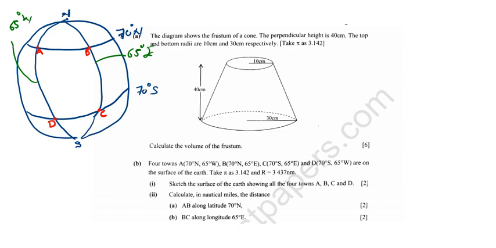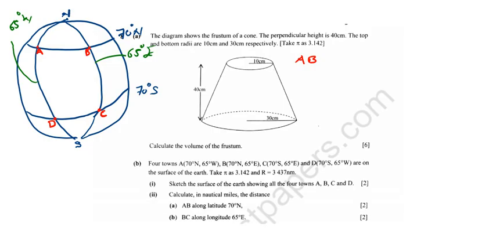So that's for sketching. So let's go to B2. On B2, we said calculate in nautical miles the distance AB. So find the distance AB.